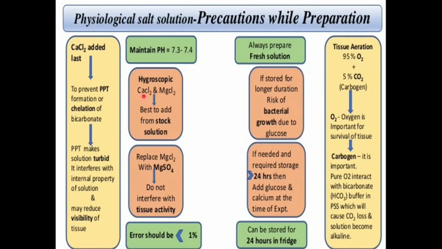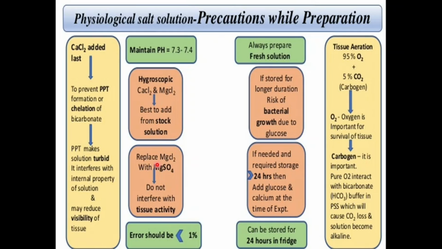Also, you know that calcium chloride and magnesium chloride are hygroscopic in nature. It means they tend to absorb moisture from the atmosphere. So it is better to make the calcium chloride and magnesium chloride stock solutions separately, and then add the desired amount in the solution from these stock solutions.